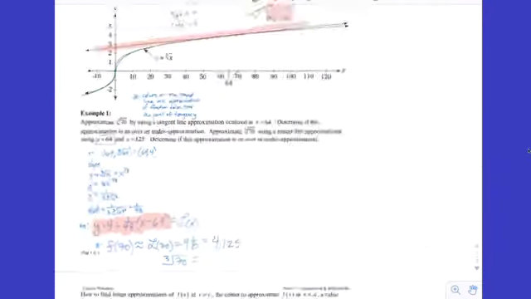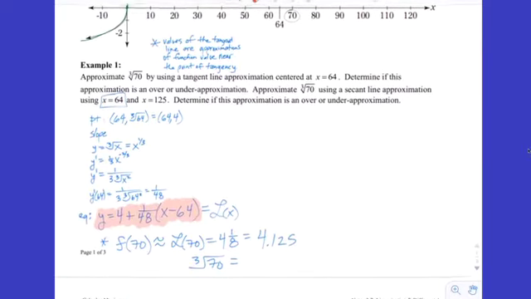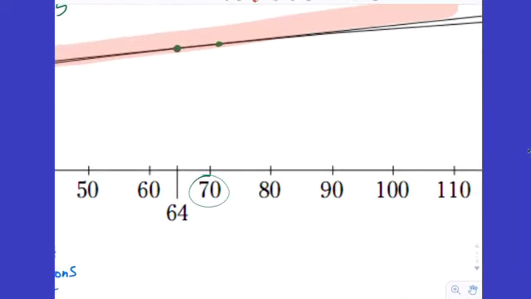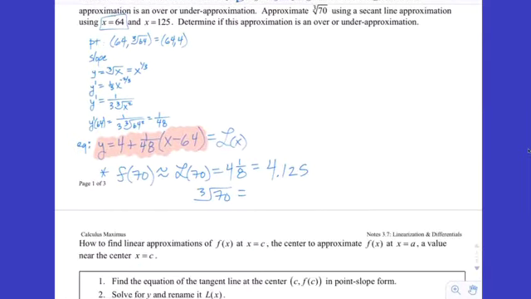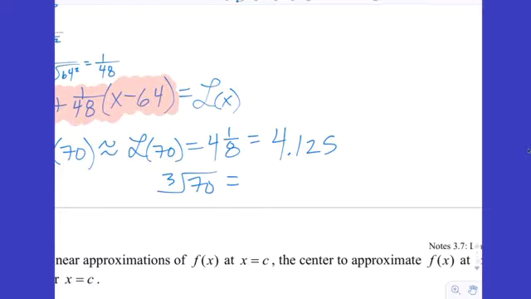Now, our actual value should be really, really close to 4.125, even though we are jumping 6 units away from the point of tangency. And it's because the graph is so darn flat there. If you type it into your calculator, you will get the calculator's answer, which I believe it calculates by Taylor polynomials. But 4.121, you got it? Thanks.